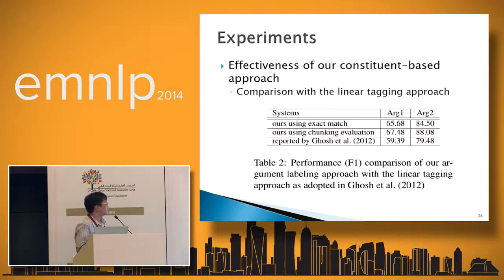For the first experiment, we compare our approach to the linear tagging approach proposed by Ghosh et al. From the result, we can see that we obtain a significantly higher performance than the proposed approach. And we also use two different evaluation metrics: the first one is the exact match, and the second one is the chunking evaluation metric.